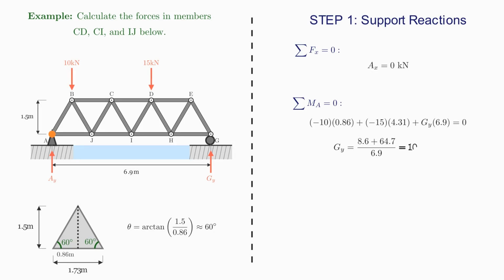This gives me that GY is 10.63 kilonewtons, and I can add this onto my diagram. And my final equation, the sum of the forces in the y direction is equal to 0.